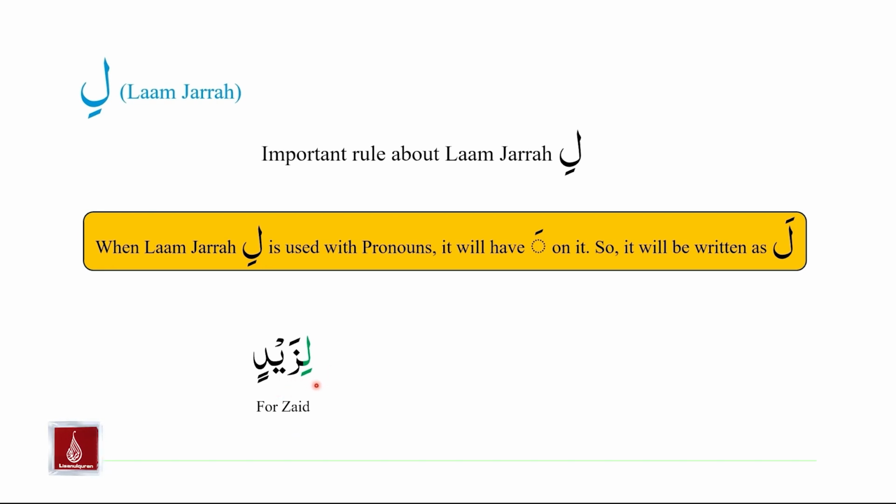In this case, we are using Laam Jarrah in its original form. We have Laam with a zair underneath it, and Zaidin is an ism that follows it and it is majrur. But if we want to replace Zaidin with a pronoun, we will end up with lahu. We are not saying lihu, but we are saying lahu. In this case, since Laam Jarrah is being used with a pronoun, we are using this version of Laam Jarrah that has a zabar on it. Lahu means for him.